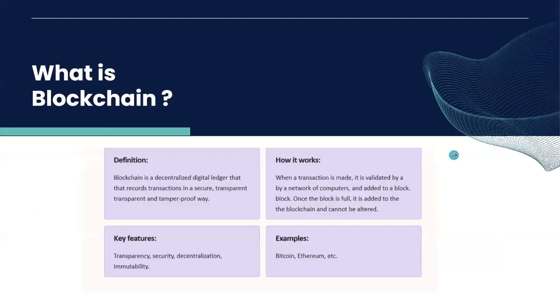Next slide. But what is blockchain actually? Blockchain is a decentralized digital ledger, which is immutable, transparent, and tamper-proof. The way it works is all the transactions are stored in a block, and when the block is full, it is added to the blockchain. And when it's added to the blockchain, it can't be altered. Next slide, please.